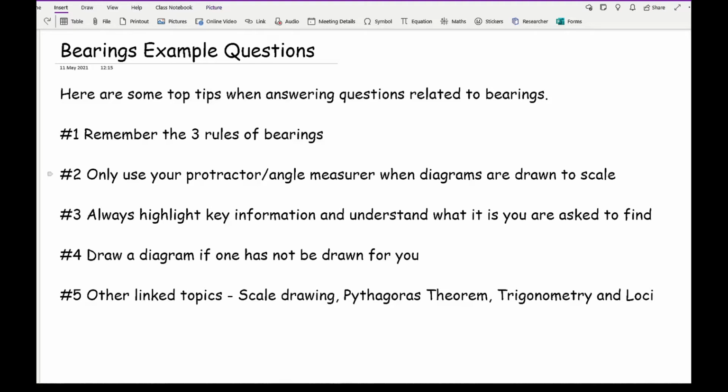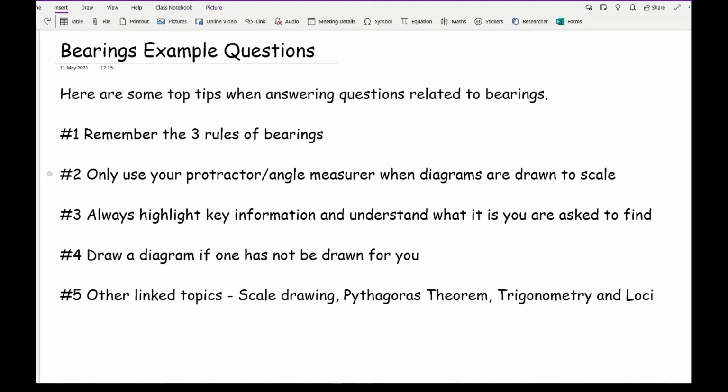The second one is you only use the protractor or angle measure when diagrams are drawn to scale. So whenever you get a diagram, always look for that little comment that says the diagrams are drawn to scale, and if that is the case, then you will not be able to use a protractor to work out your bearings. Also, the third point is always highlight key information and understand what it is that you are asked to find, and that again is really important.